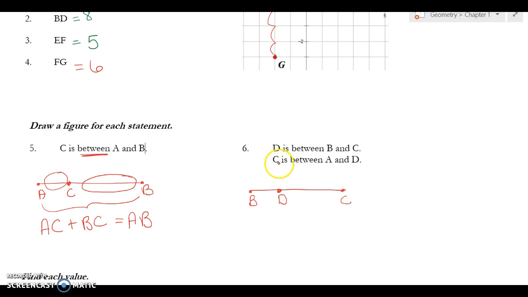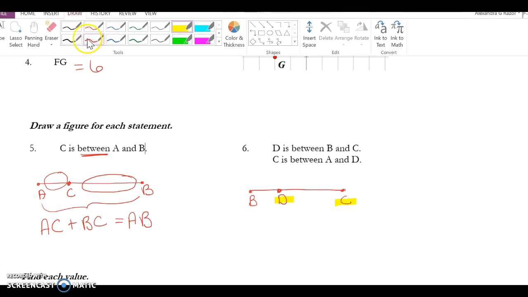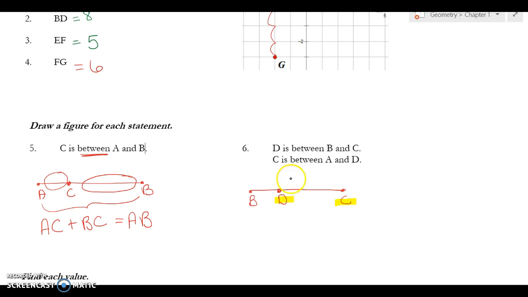Now here's a tricky part. It says C is between A and D. The issue is that you already have a C and you already have a D. You cannot write letters twice. Once you write a letter, that's all you can do. So somewhere I have to put my A so that it's on the same line and C is in between it. Yeah, you're right. You're going to extend this out and there's A.